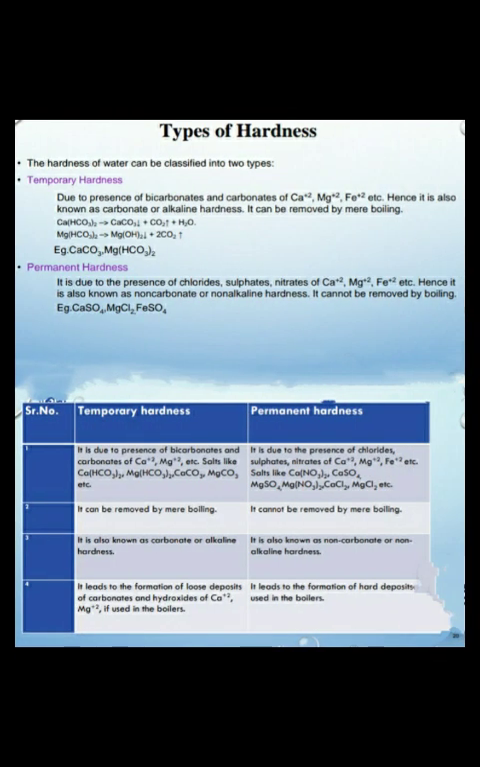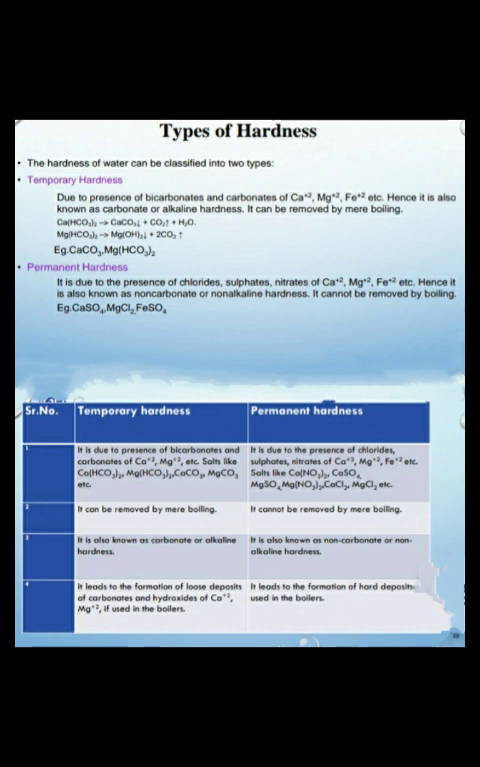So now we are going to start types of hardness. There are two types of hardness, that is temporary hardness and permanent hardness. You have to learn to distinguish between temporary hardness and permanent hardness, because it's very important from the exam point of view, as a 3 marks question can definitely be asked by the examiner in the paper. So temporary and permanent hardness are distinguished as follows.